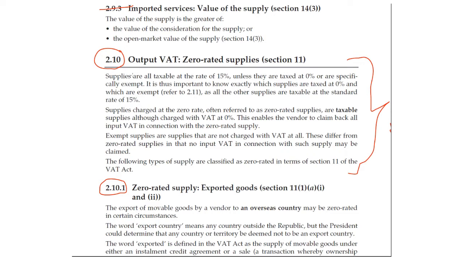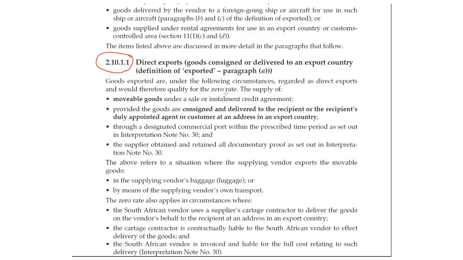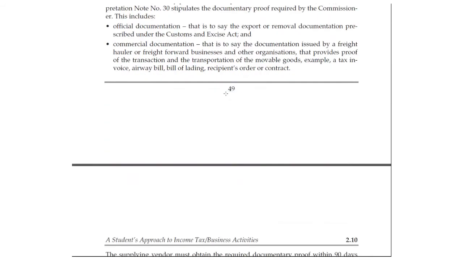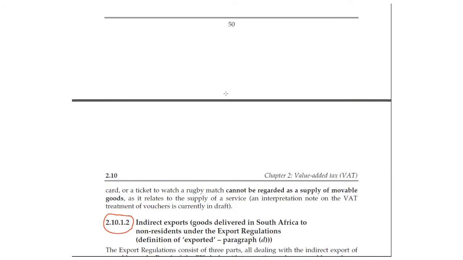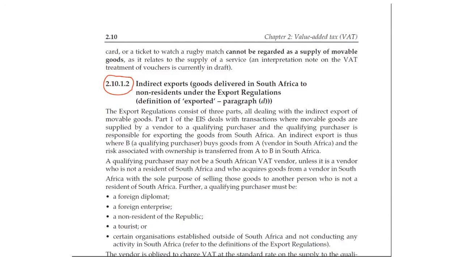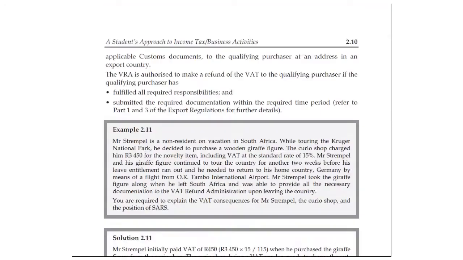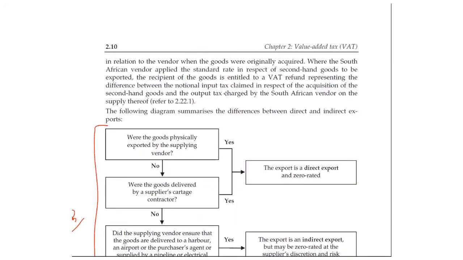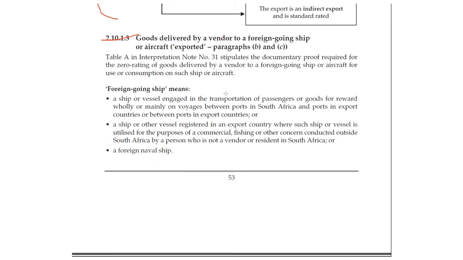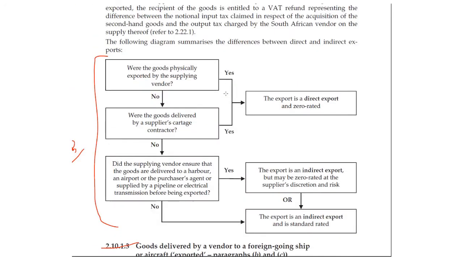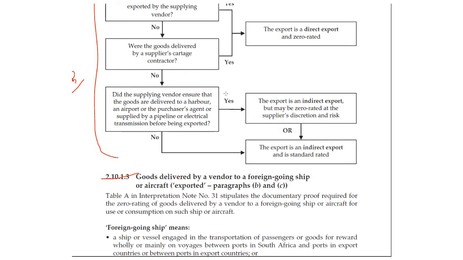So you will see we're going to do 2.10, 2.10.1, 2.10.1.1, which is direct exports, and then 2.10.1.2 is indirect exports, which we also do, and there's some examples that you can work through. On page 53, you will see there's a diagram that explains the differences between direct and indirect exports. That's a nice diagram to have a look at.